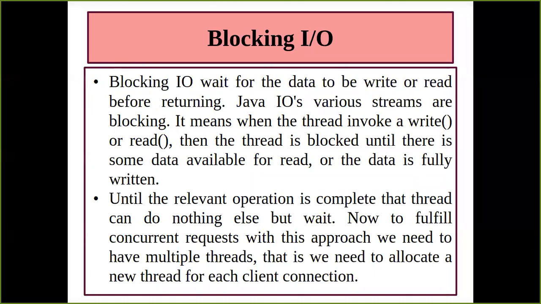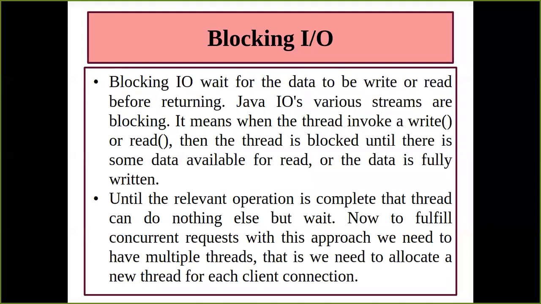It has to wait till the first one gets free, because there is only one channel to the server which works for all the requests from all the clients, and that channel needs to get free from one client before it can be allocated to the other one. Until the relevant operation completes, the thread cannot do anything else but wait. That means if one thread is getting executed with the server, another thread needs to wait until the first one gets free.